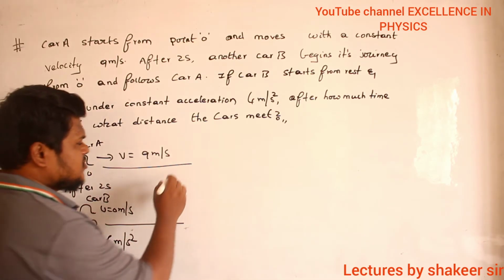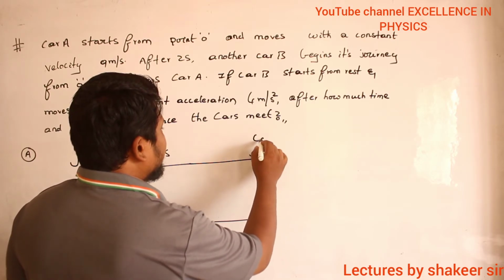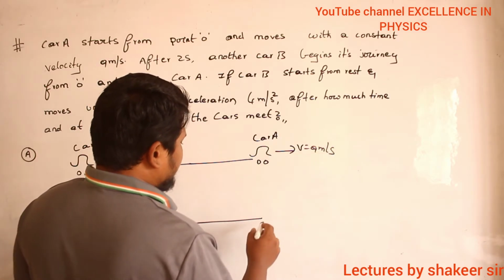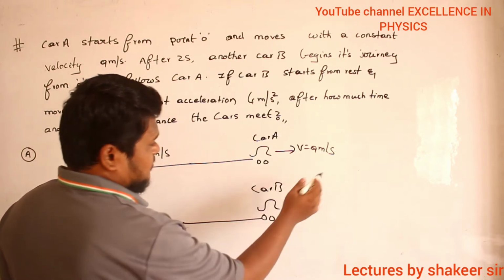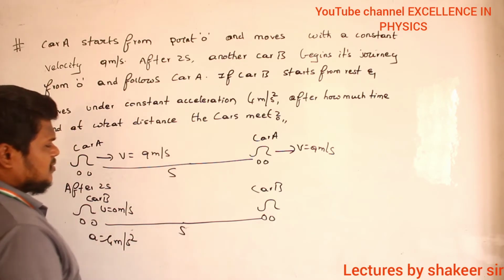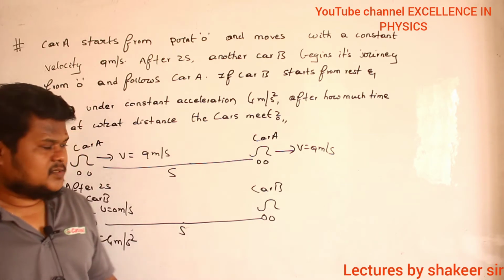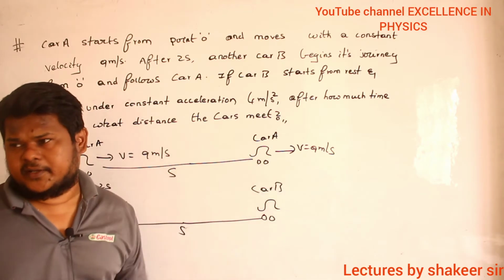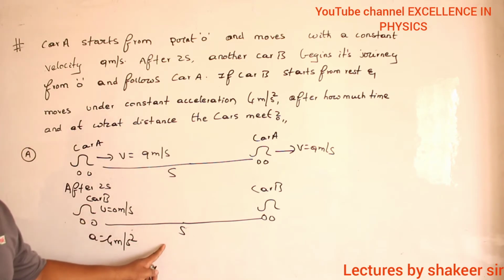So I assume that after reaching this much distance, here we have car A, again traveling with a velocity of 9 meter per second, and this is car B, which is ready to overtake car A. Clear? So let the distances traveled be S and S. Overtaking means both of them should travel the same distance. If car A has traveled this much distance, car B also will travel the same distance at the instant of overtaking. Times are different, but displacements are definitely equal.